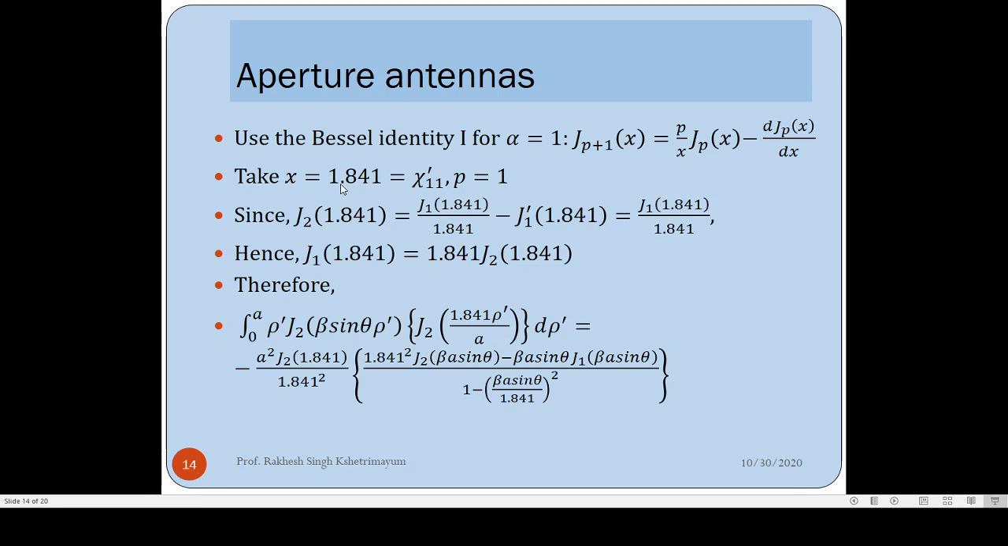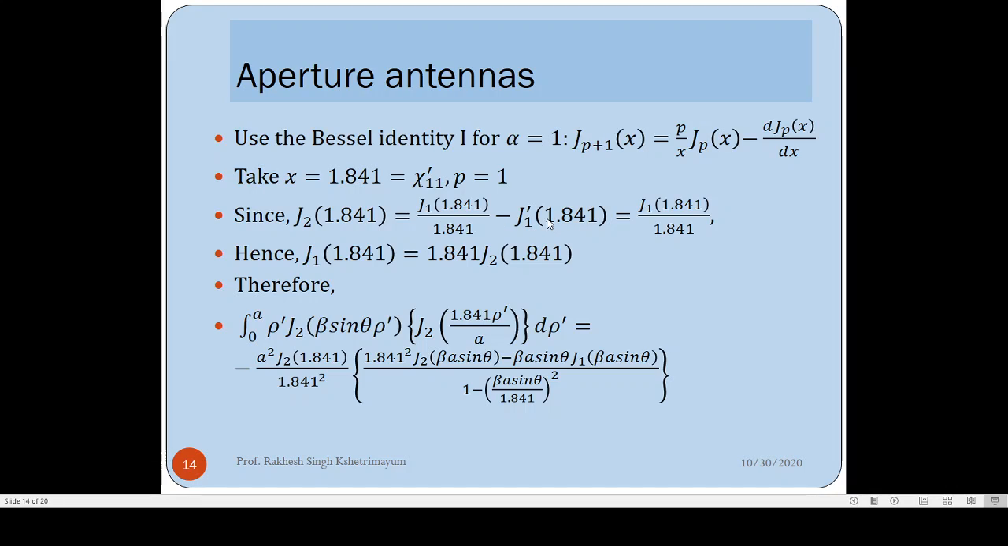X is 1.841, so p is 1, so J2(1.841). P by x. What is p? P is 1. What is x? X is 1.841. So Jp is J1(1.841) by 1.841. This is J1'(x), where x is 1.841.